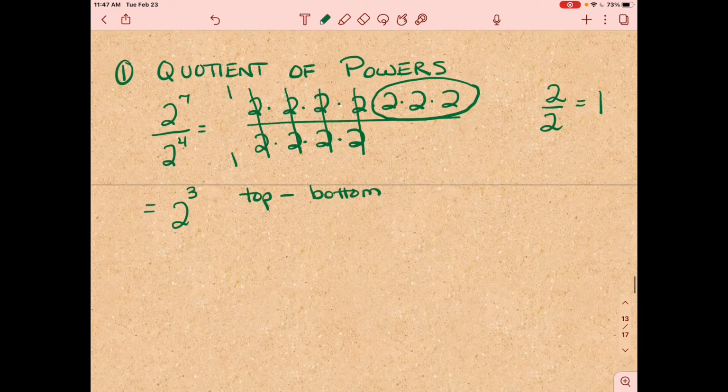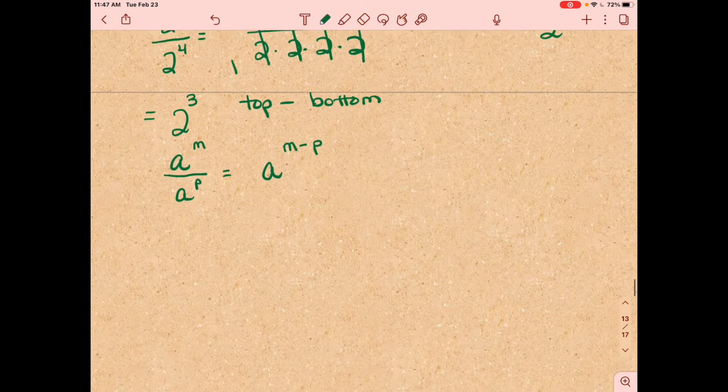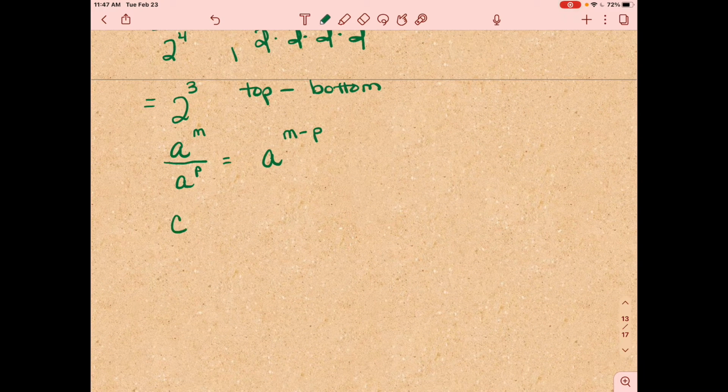And so what we could generalize here is that if we have something like a to the m over a to the p, this would equal a to the m minus p. Let's put something slightly more tangible to that. If I have c to the 11th over c to the 8th, this is going to equal c to the 11 minus 8. I could write 11 c's on the top and 8 c's on the bottom and cancel them all out. What I will end up with is 3 c's left on the top.